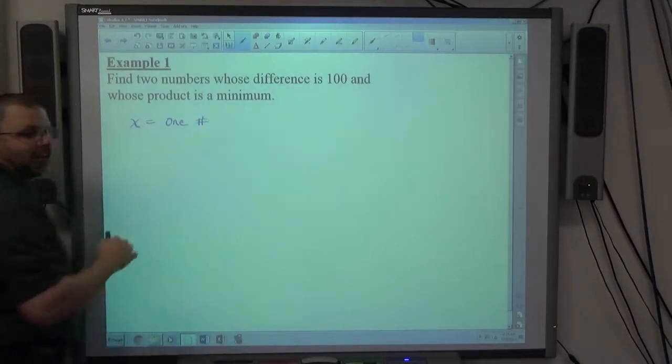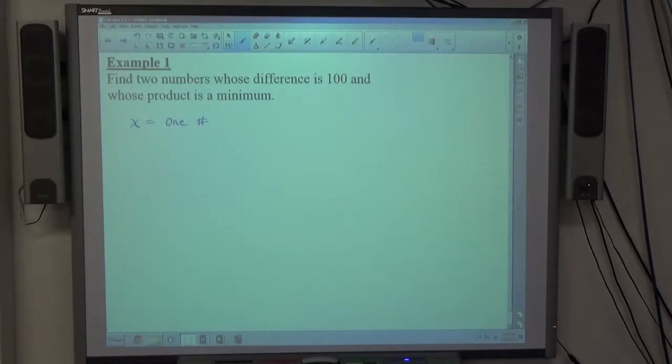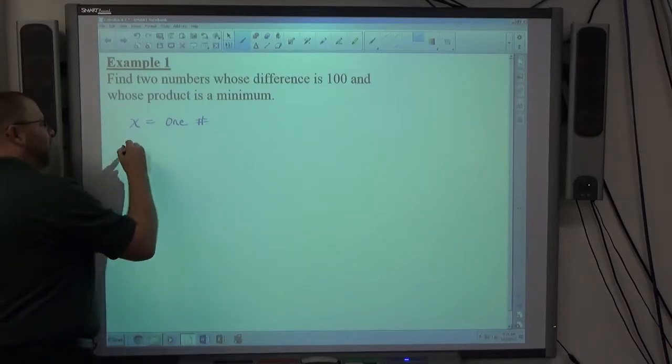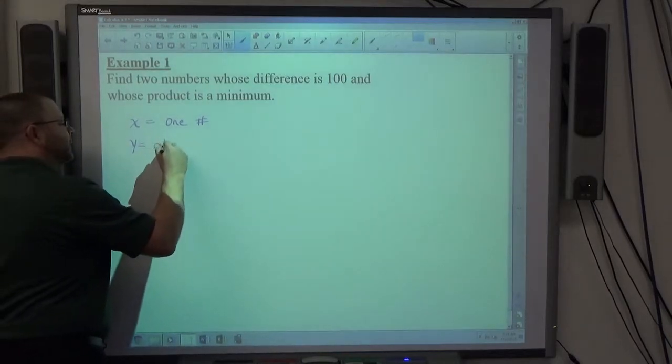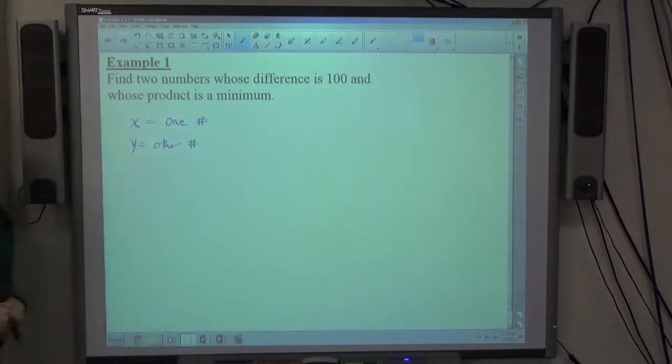I use the hashtag symbol to represent number because that's how I used to do it, and it's easier to do that than just write the word number out. So I'm going to do that. One number, and let's say y is the other number. Twitter has hijacked my number symbol and called it a hashtag, but yeah, that means number in my book. All right, one number, other number.